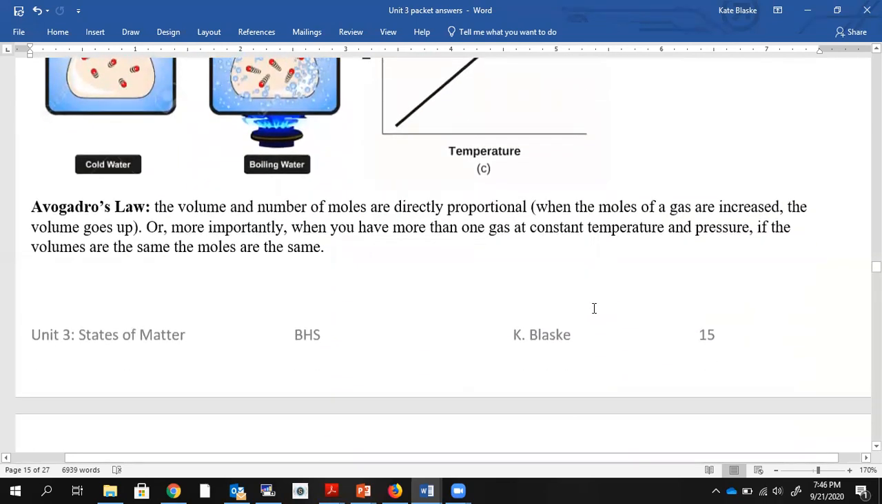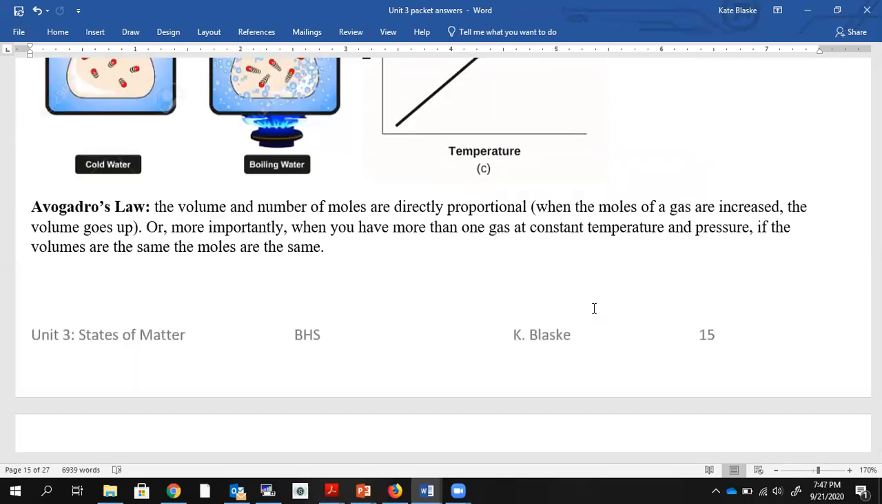And then the last one is Avogadro's law. Yes, that Avogadro. He said that the volume and number of moles are directly proportional, which means when the moles of a gas are increased, the volume that that gas takes up at constant pressure and temperature will also go up. More importantly, when we use Avogadro's law, usually what we're saying is that when we have multiple gases at constant temperature and constant pressure, if the volumes are the same, the moles are the same, or vice versa.